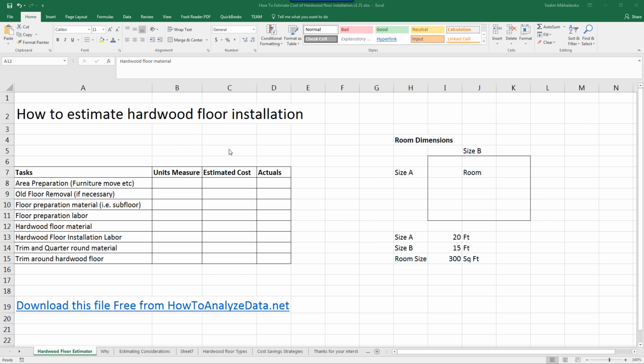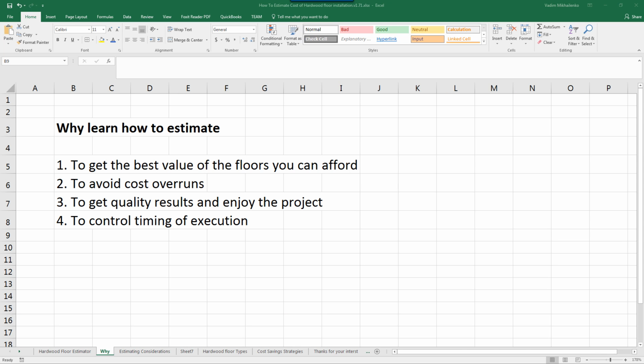There are so many different floor types, and it's hard to encompass all the different details of hardwood floor installation in just one video. We'll focus on the financial side of it, how to estimate the floor installation.